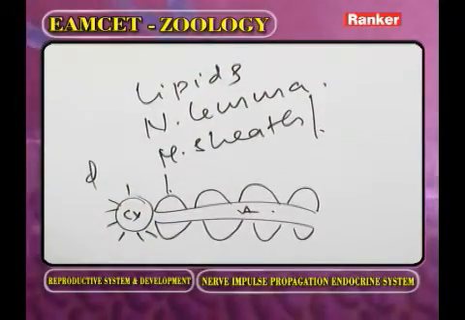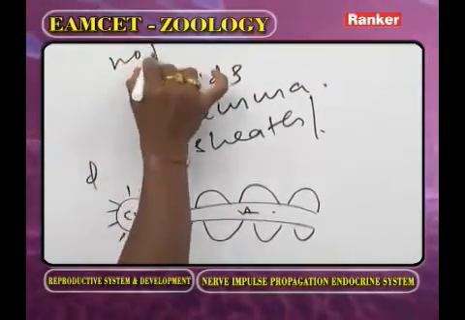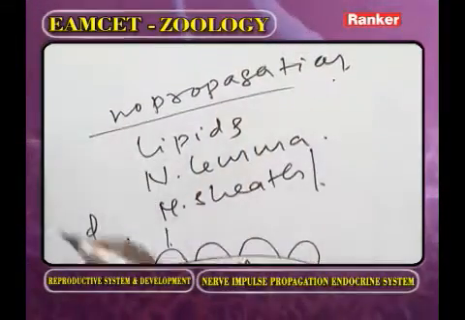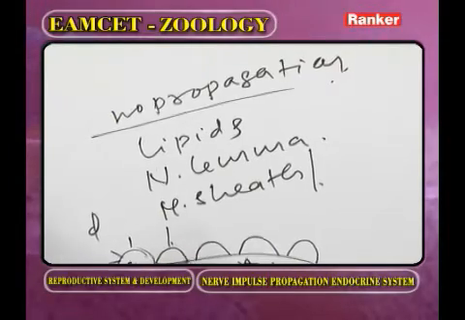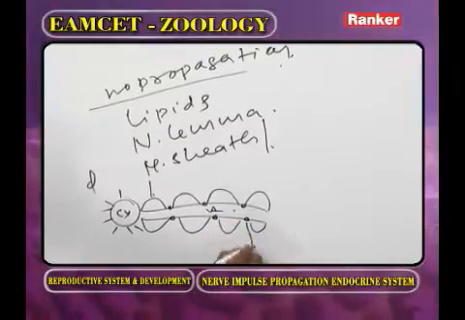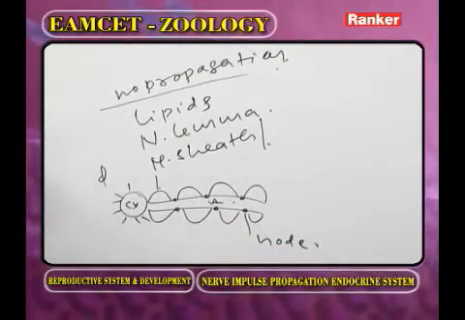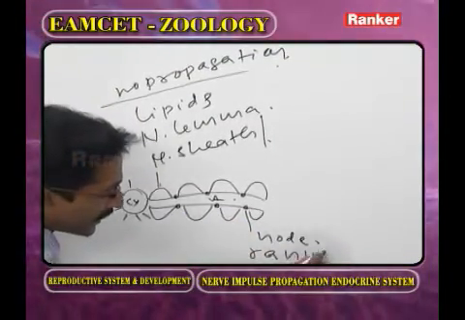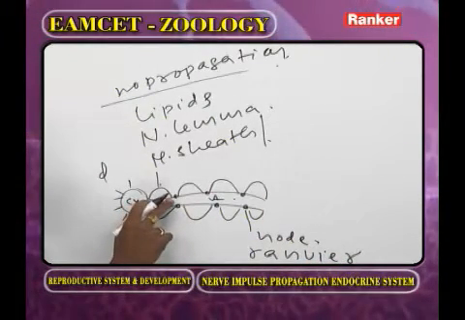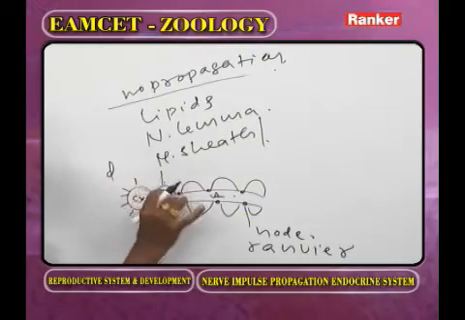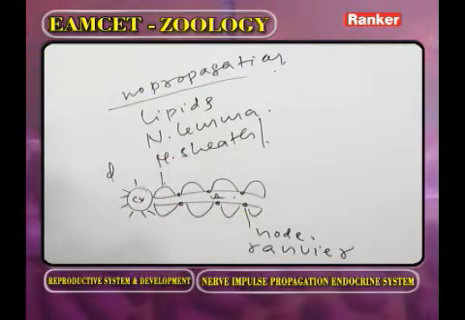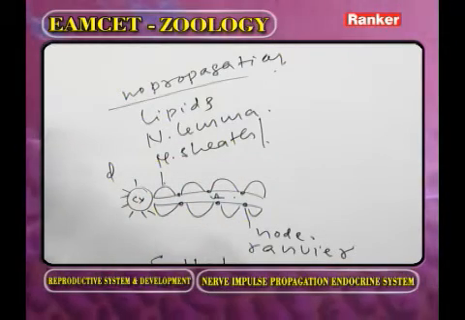Where the myelin sheath is present, there is no propagation. There is no passage of impulse. So, in myelinated axons, the place where myelin is absent we call a node. That node we call the node of Ranvier. In myelinated axons, the impulse jumps from one node to another node. Such jumping transmission is called saltatory.